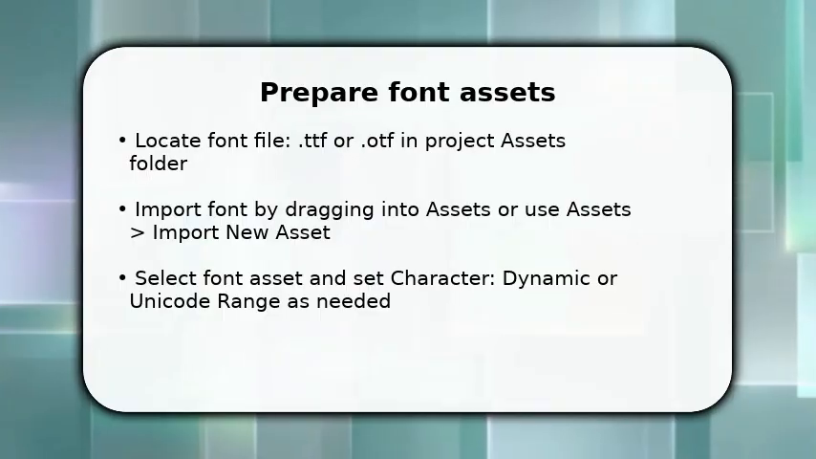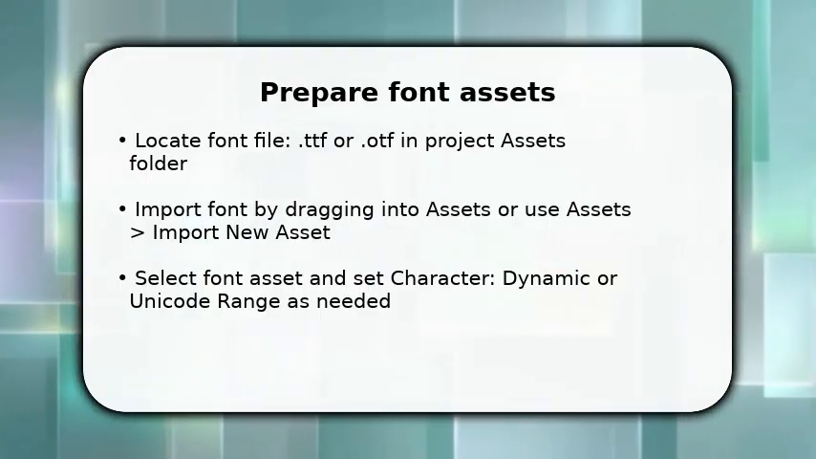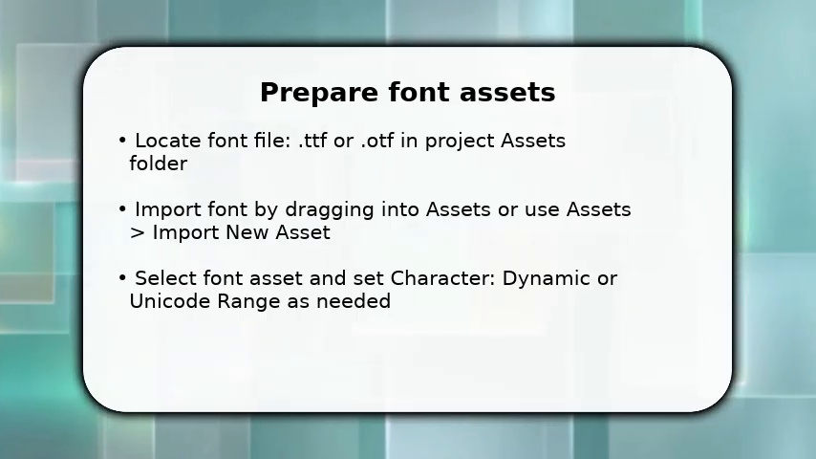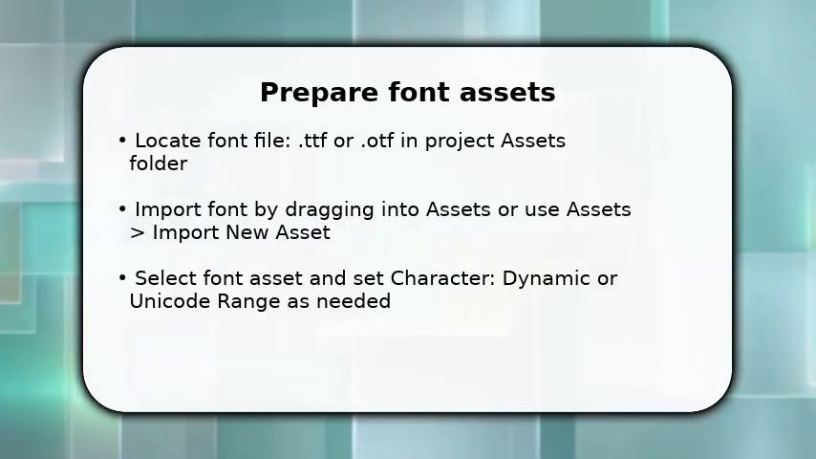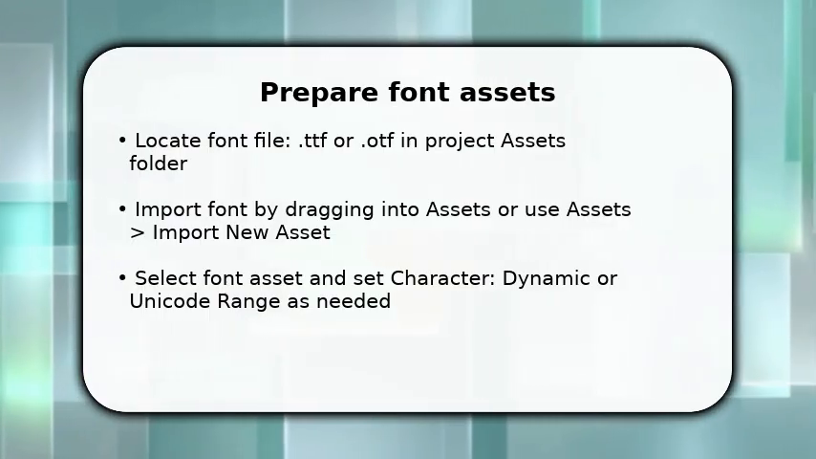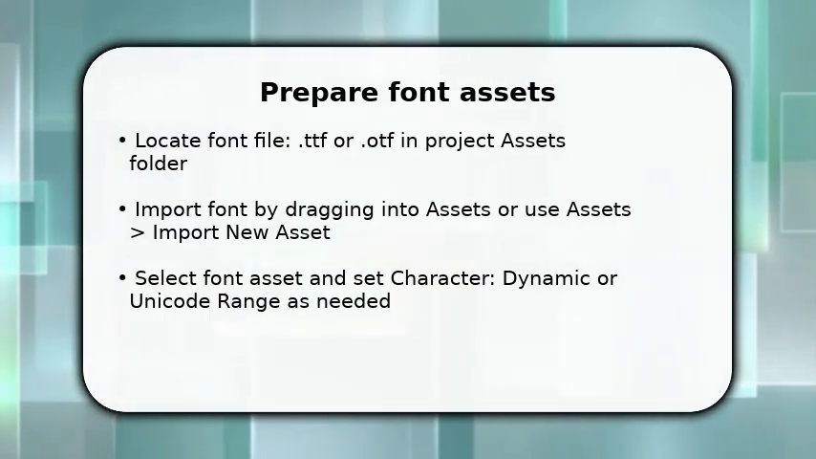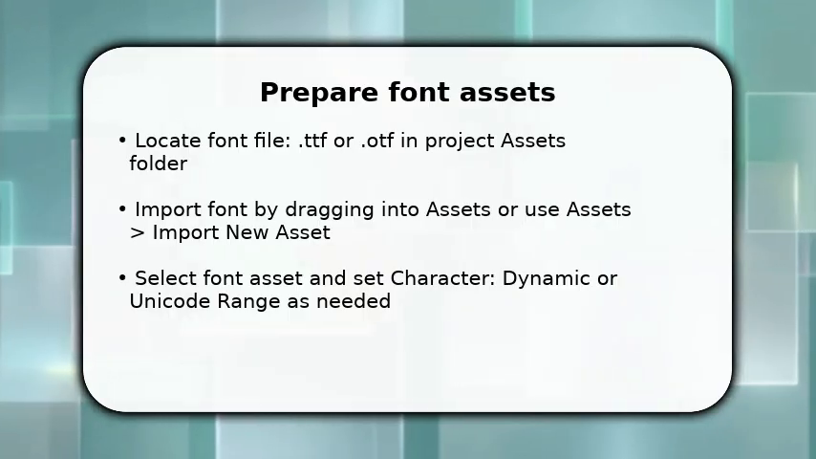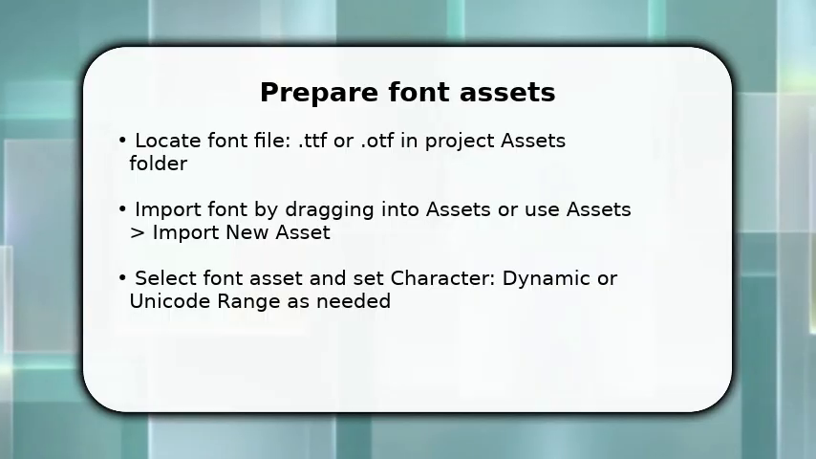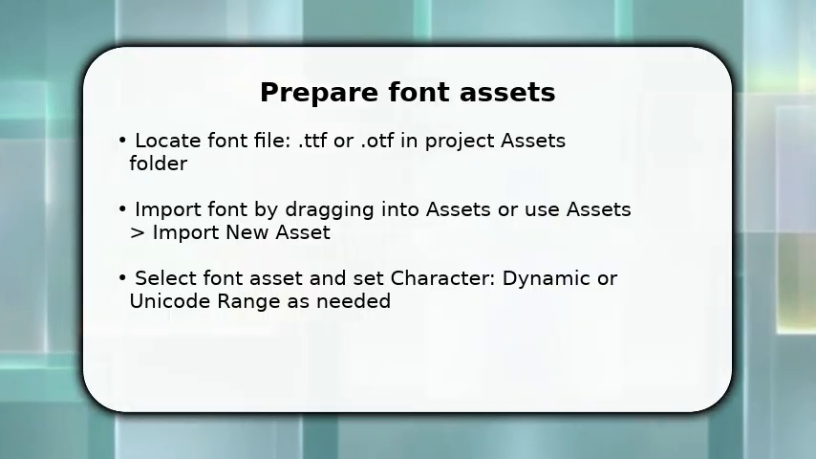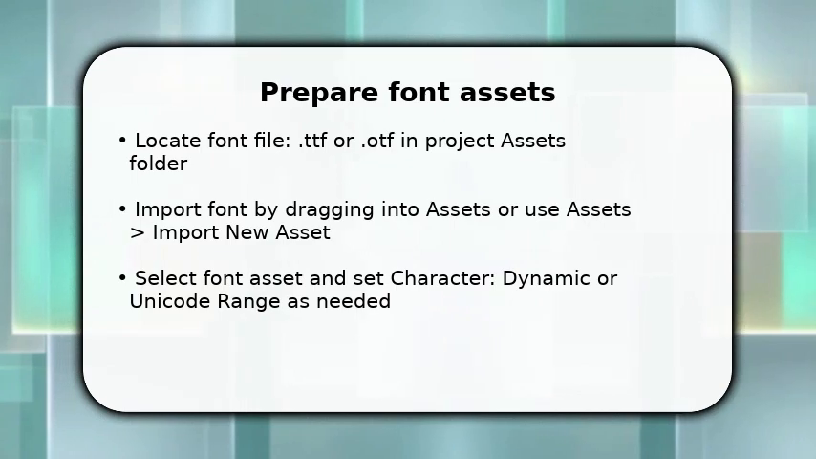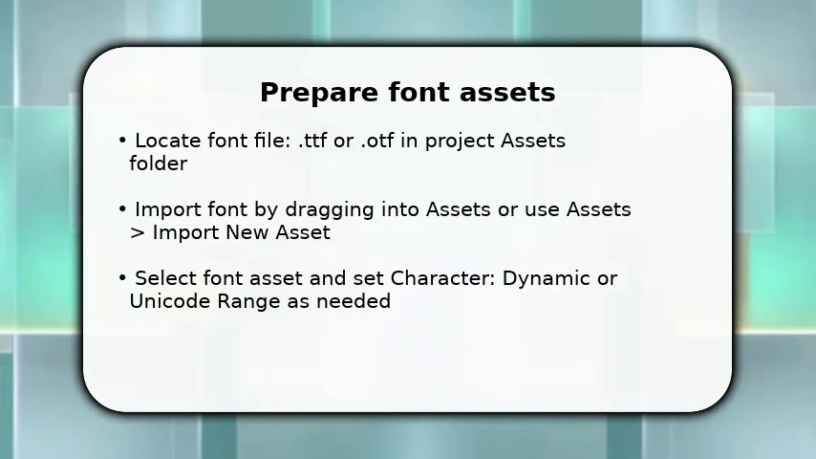You start by bringing the font file into Unity. Drag a TTF or OTF into Assets or use Import New Asset. Once imported, click the Font Asset and choose Character Settings, Dynamic for varied glyphs, or specify a Unicode range if you need a subset. Make sure the font's font texture settings match your target resolution so text renders crisply. Also verify the asset's import settings and compression to avoid visual artifacts while you move to assign it.